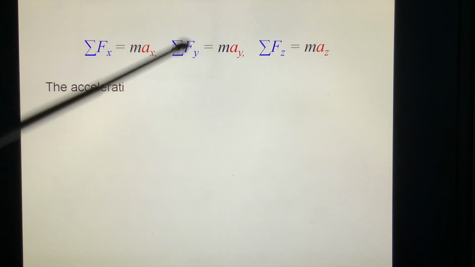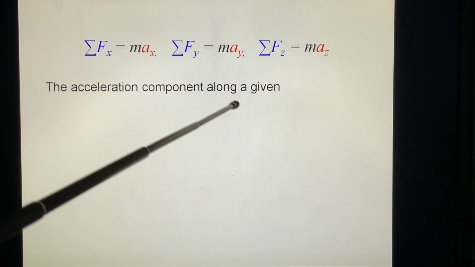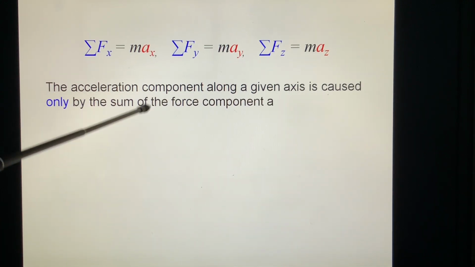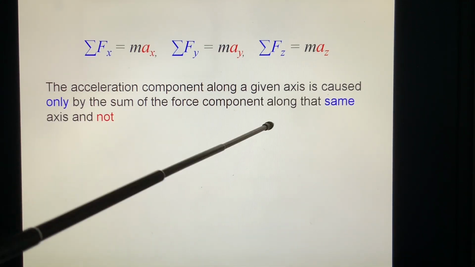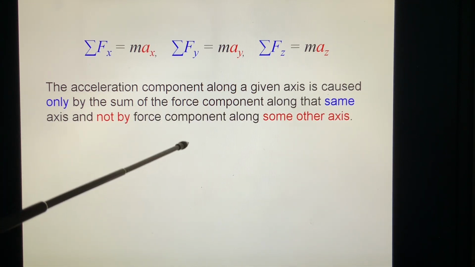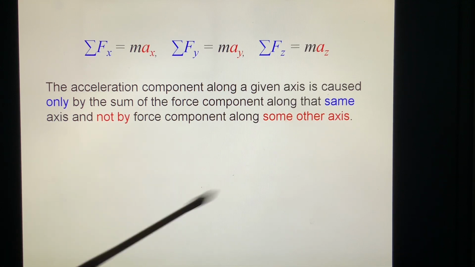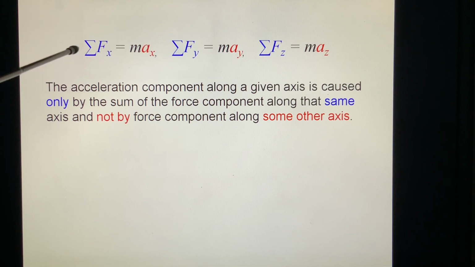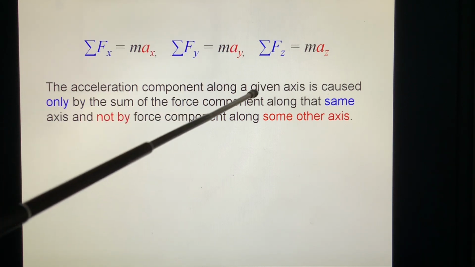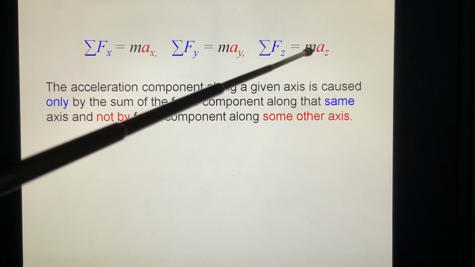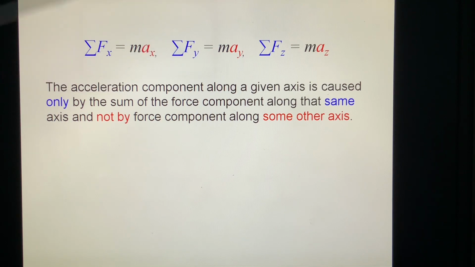Well, look at this one. The acceleration component along a given axis is caused only by the sum of the force components along the same axis, not by force components along some other axis. Look at this: ax is only related to Fx, nothing to do with Fy or Fz. And Fz is only related to az, nothing to do with ay and ax.